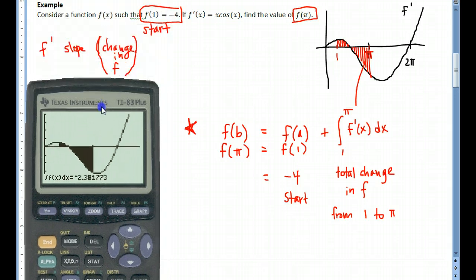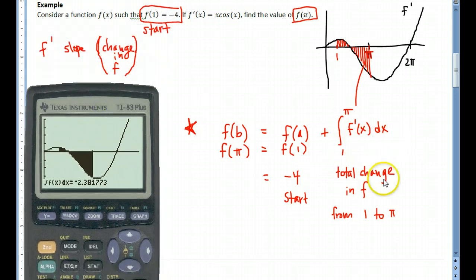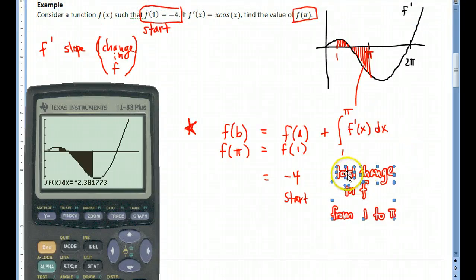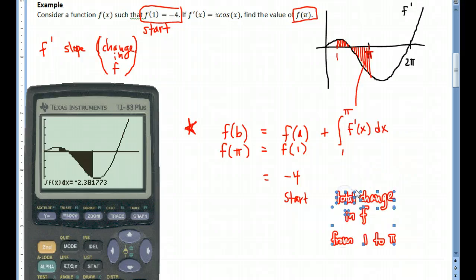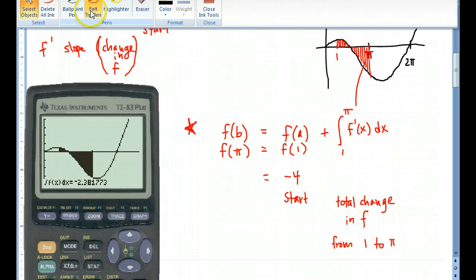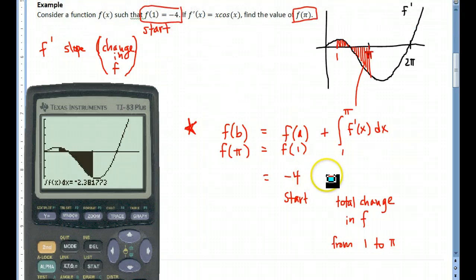So that's how much change happened right here. So the total change is how much? Negative 2.382.